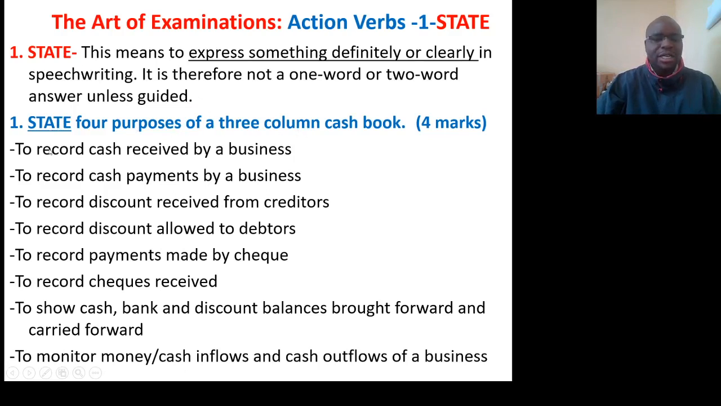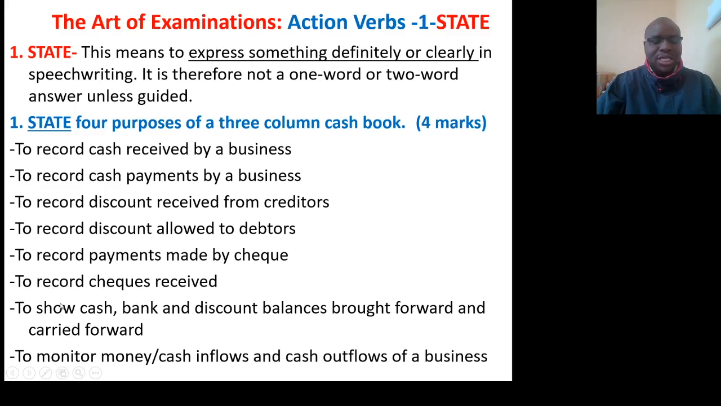4 marks. Cash book is used to record cash received by a business. It is used to record cash payments by a business. It is used to record discount received from creditors. It is used to record discount allowed to debtors. It is used to record payments made by check. It is used to record checks received.